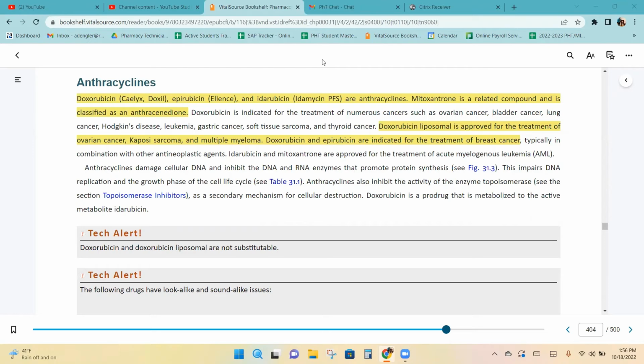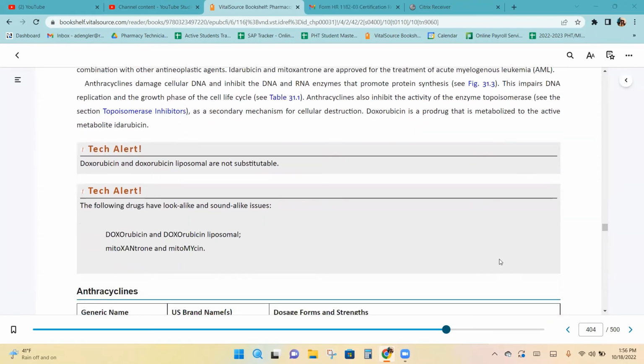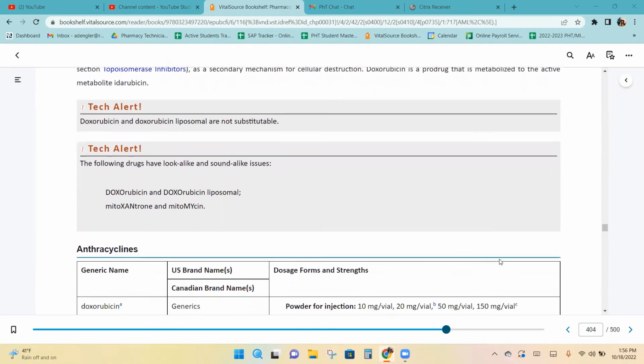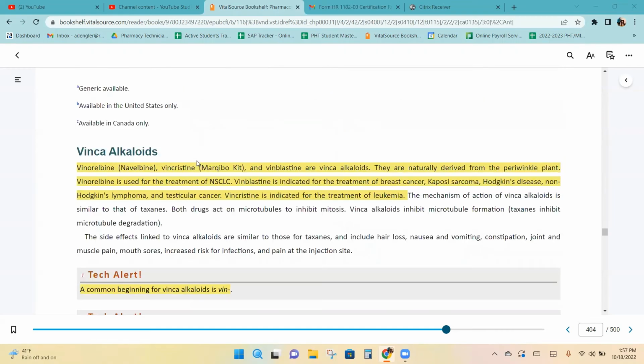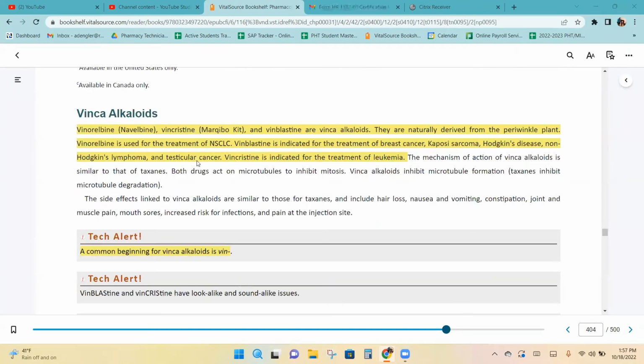Anthracyclines damage cellular DNA and inhibit the DNA and RNA enzymes that promote protein synthesis. This impairs DNA replication and the growth phase of the cell life cycle. Anthracyclines also inhibit the activity of the enzyme topoisomerase as a secondary mechanism for cellular destruction. Doxorubicin is a prodrug that is metabolized to the active metabolite idarubicin. And then we have all of the dosage forms and strengths listed here.